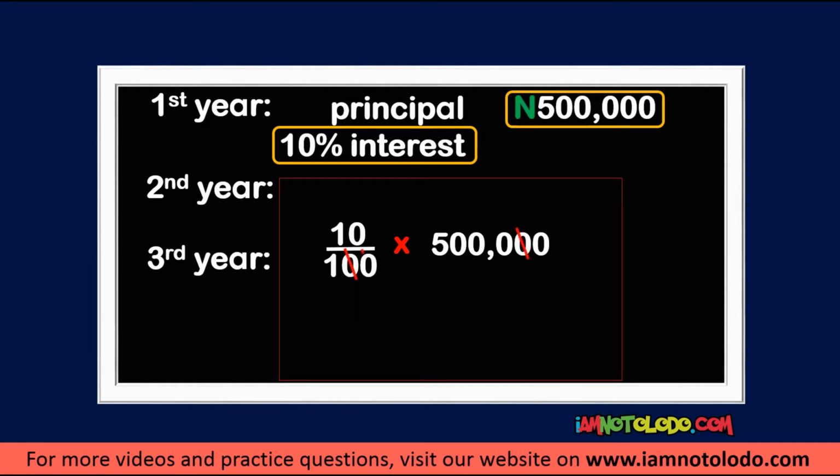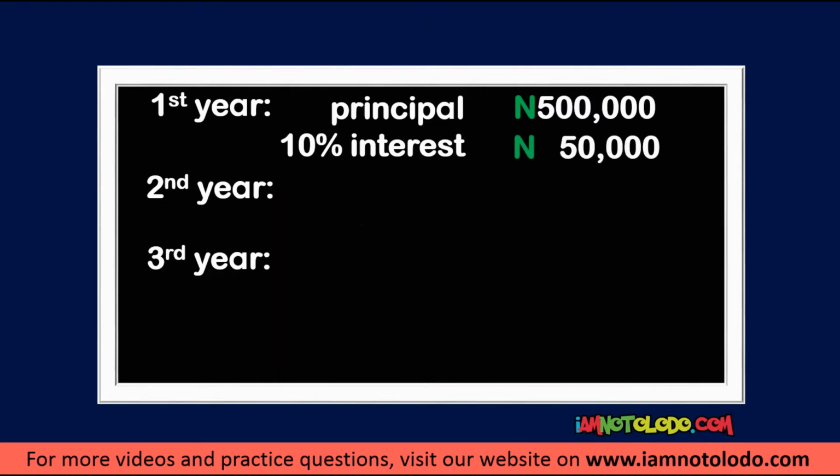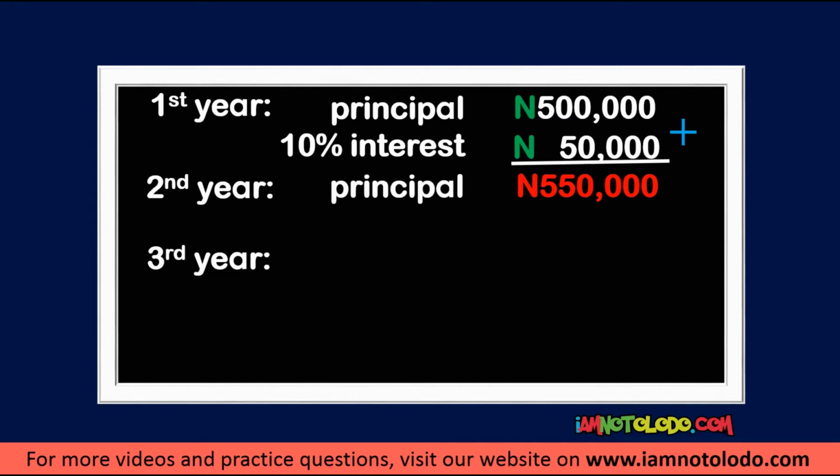0 cancels 0, 0 cancels 0. When you multiply, we have 50,000, right? So our interest is what? Is 50,000. So let's write that. So let's add. This becomes 550,000 naira. So automatically, this amount becomes the principal for the second year.